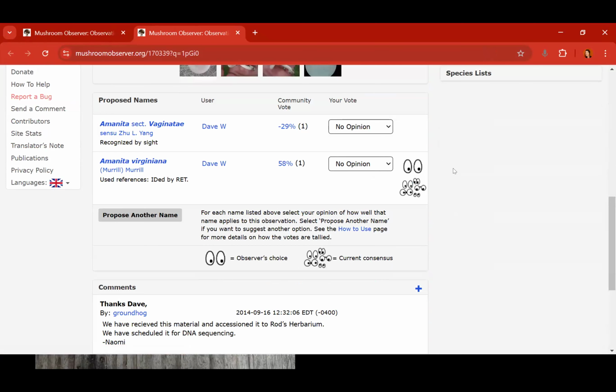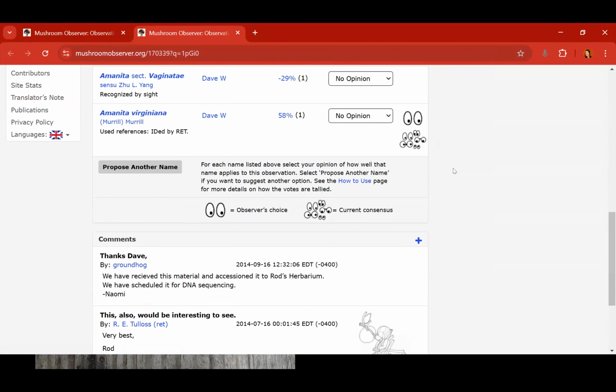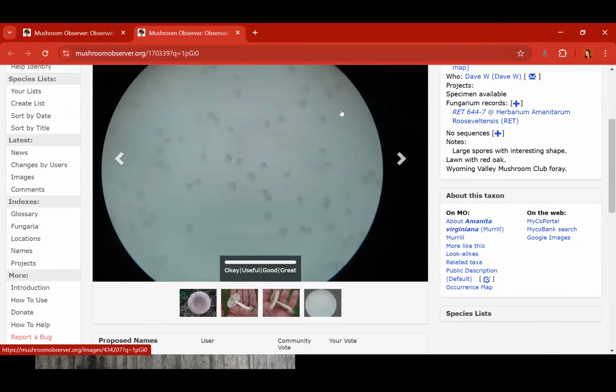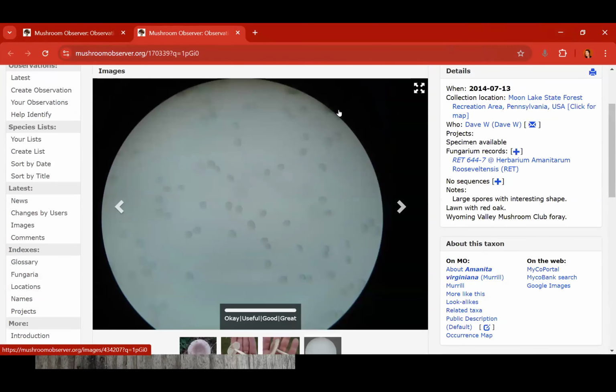It was sent to Rhett. Rhett is Ratulas, yep, and he examined it. And there are other features that are microscopic that separate Vaginatae from Caesarea. I honestly don't know these features very well. Yeah, the spores are here, and they do look different.